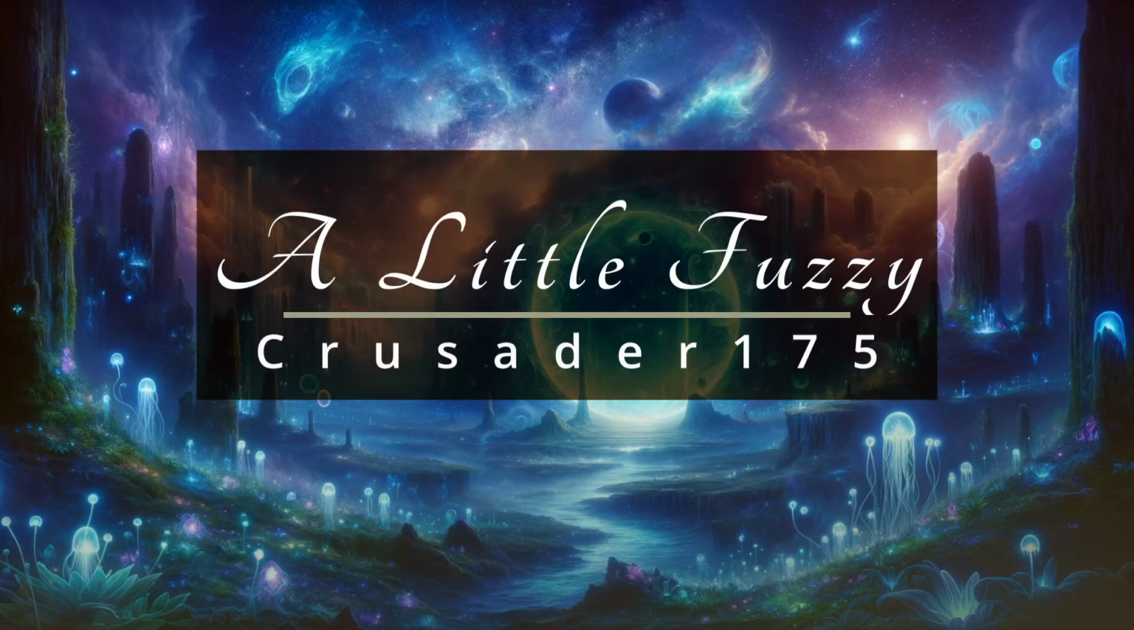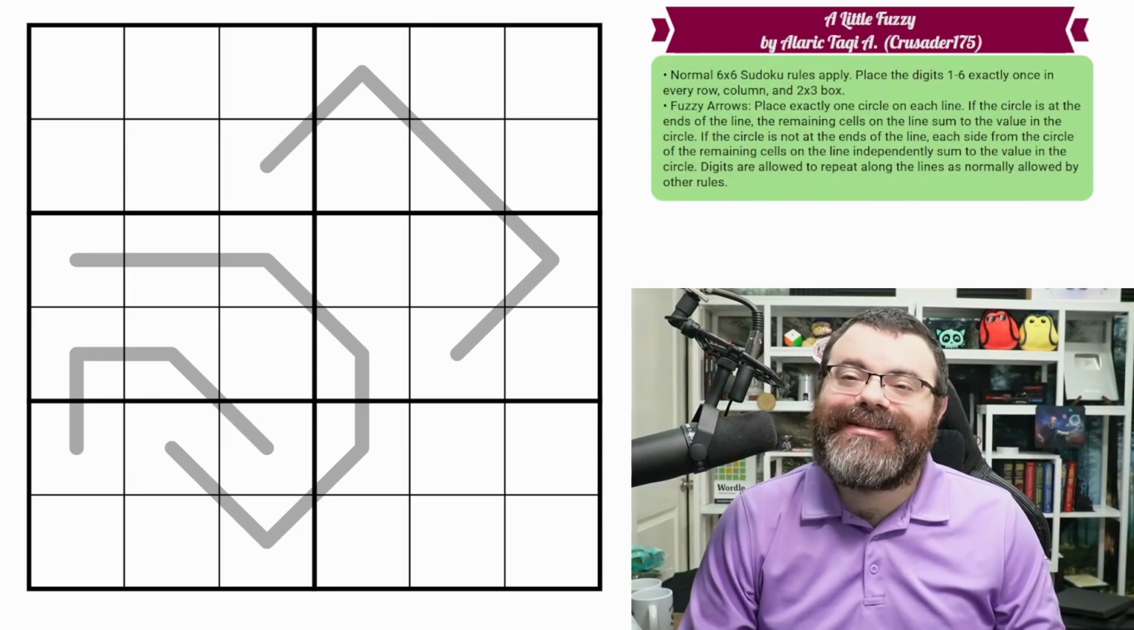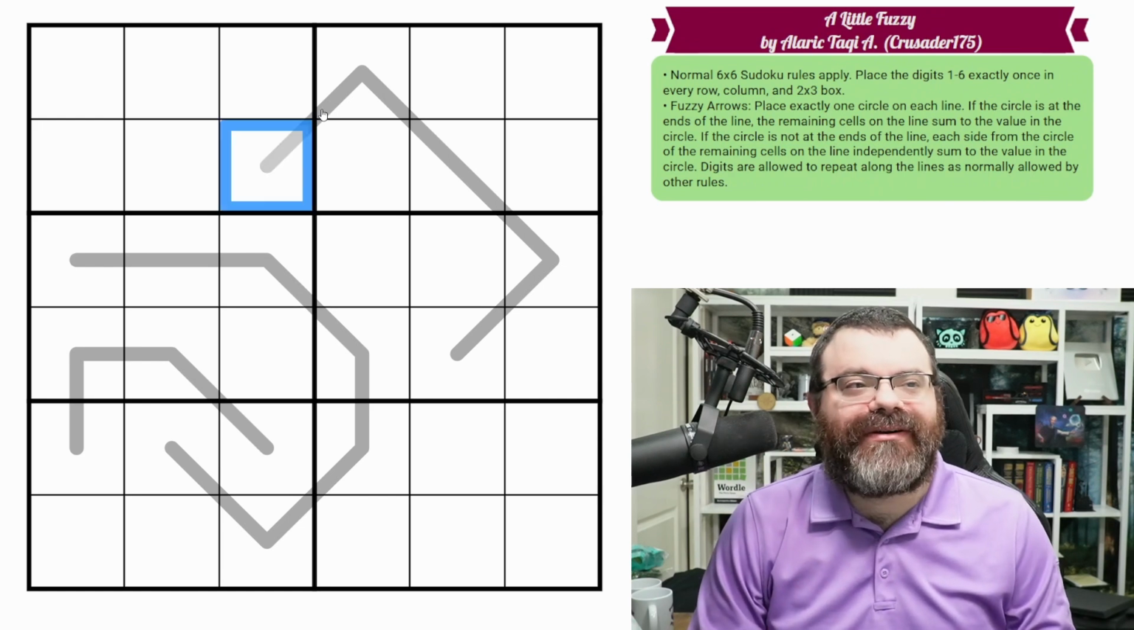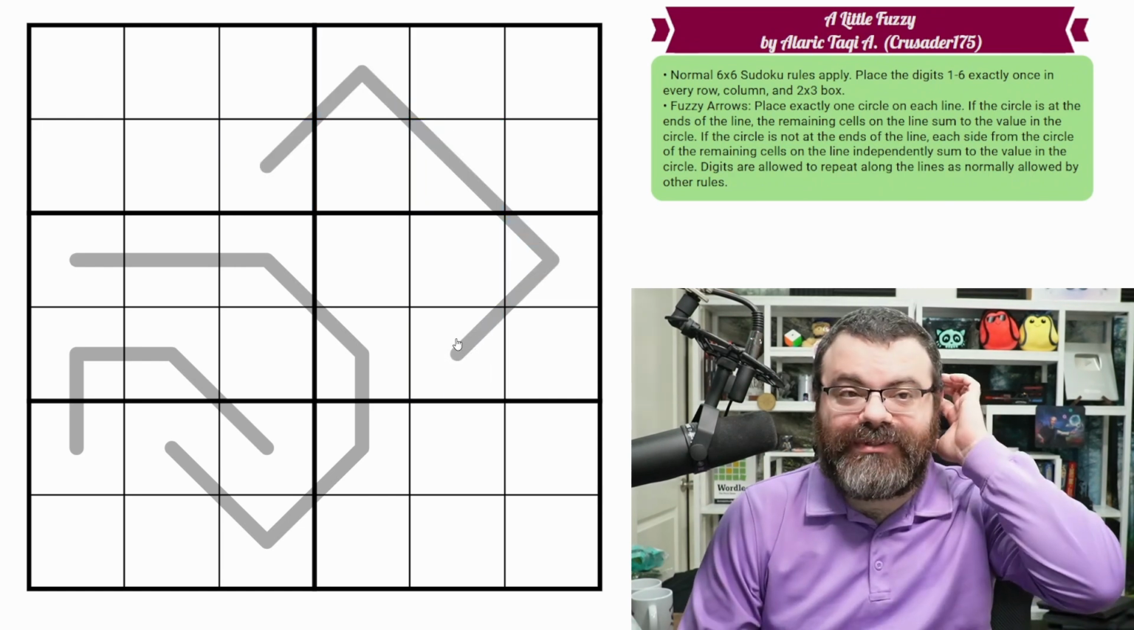Hello, let's continue our Sudoku adventure with A Little Fuzzy by Crusader175. So this continues our arrow theme week, but these are fuzzy arrows, so pay attention to the rules here.